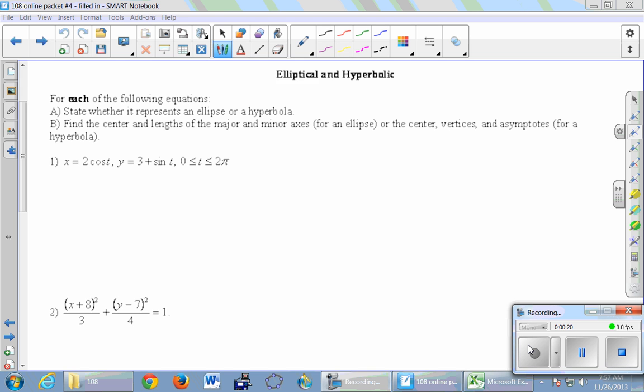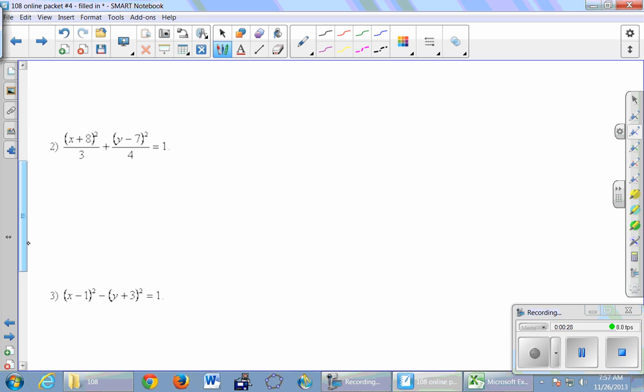hyperbola. Number one, I see x has cosine and y has sine. That's an ellipse. Number two, I see some things squared with a plus sign in between, also an ellipse. Number three, some things squared with a minus sign in between. That's a hyperbola.